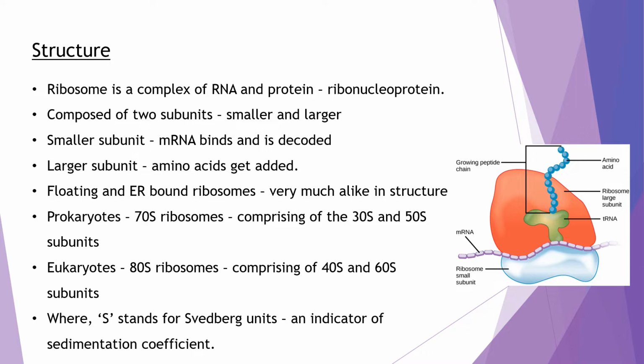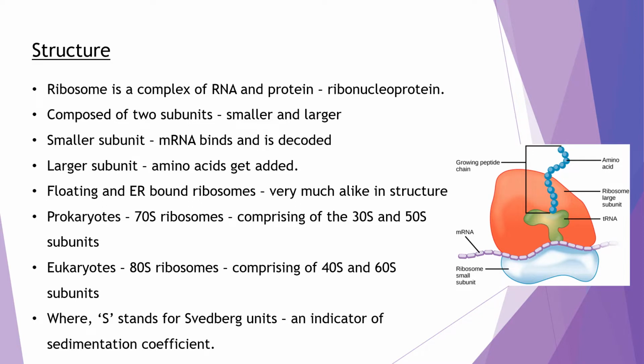For example, the smaller subunit has the function of binding the mRNA and decoding it, whereas the larger subunit is where the amino acids get added to form the protein. Whatever it is, both the floating and endoplasmic reticulum bound ribosomes will have similar structures. There won't be any difference in the structure of the ribosomes no matter what their location within the cytoplasm is.